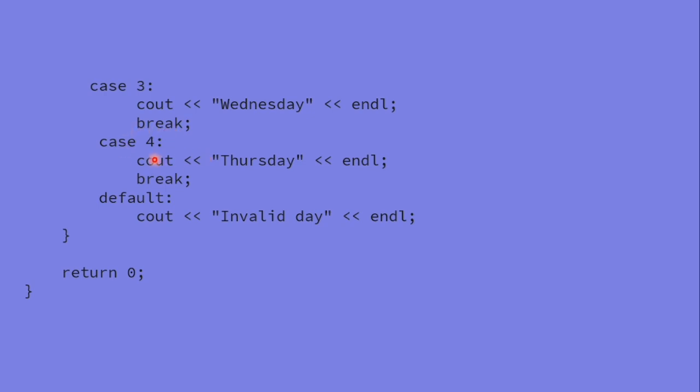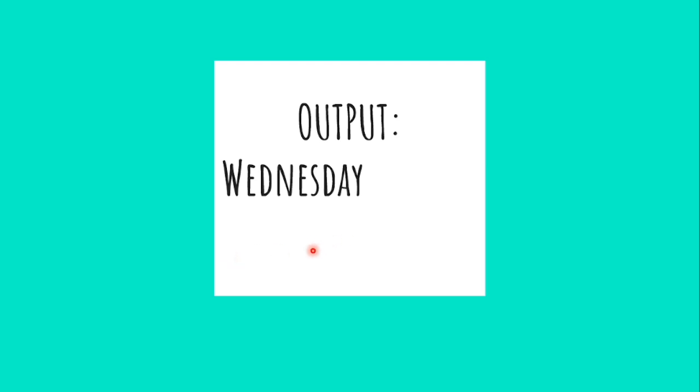And see case 4, it doesn't match with day 3, so it is also not printed. The default is used to define default behavior. If it doesn't match with any case, then this cout function is displayed on the screen. You will see that Wednesday will be printed on the screen.